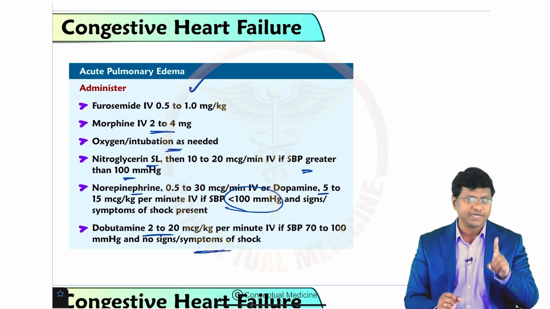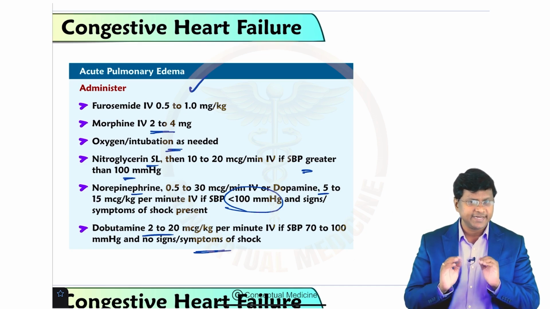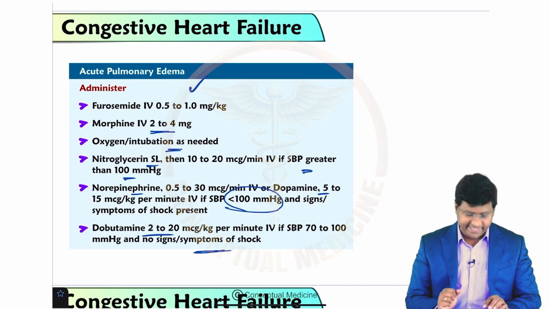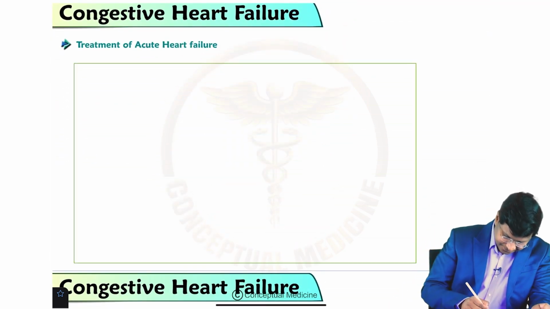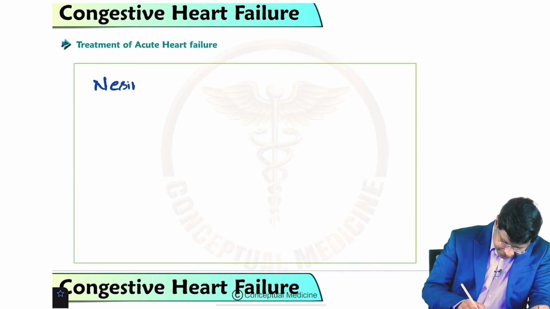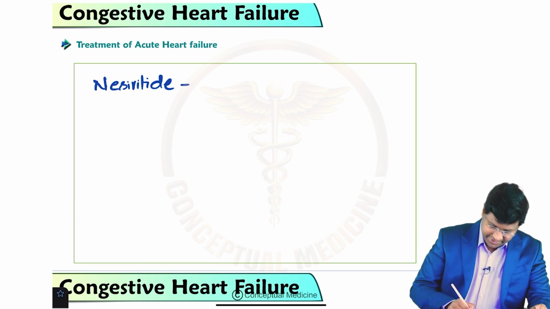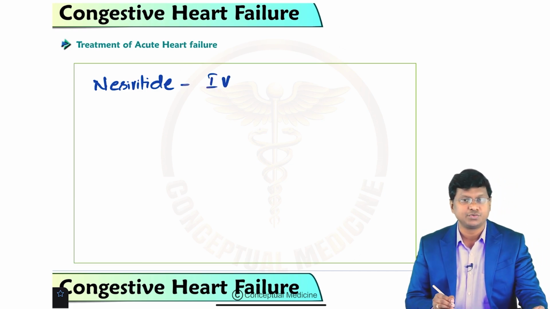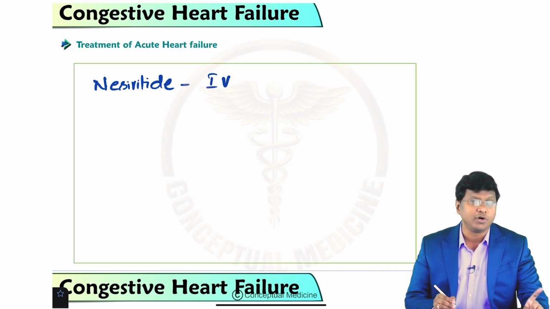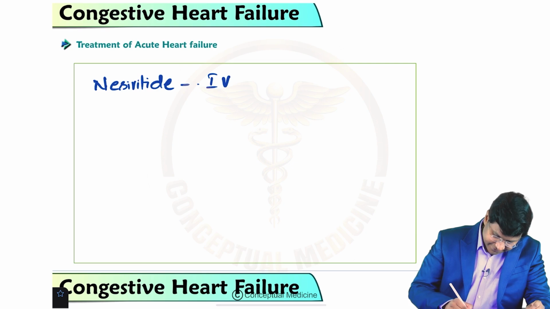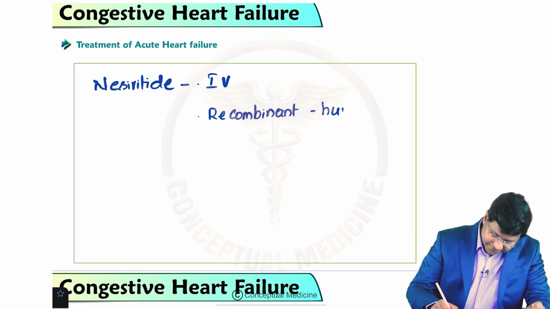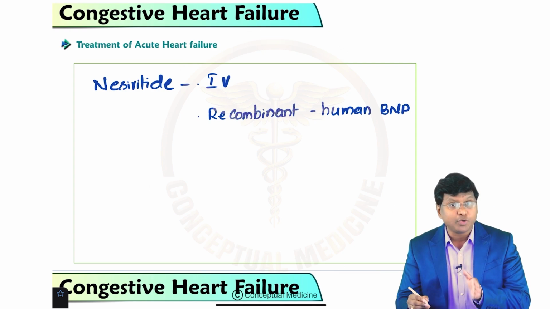Vasodilators, I told you, one is nitrates and the other one is nesiritide. There are some important questions related to nesiritide. Let me discuss that. The route of administration of nesiritide is intravenous, and it is a recombinant form of human brain natriuretic peptide, and it is a potent vasodilator.